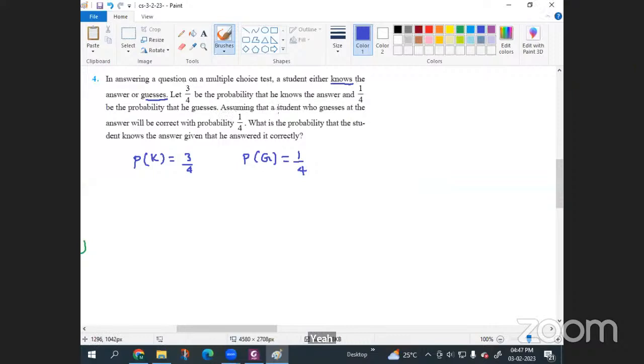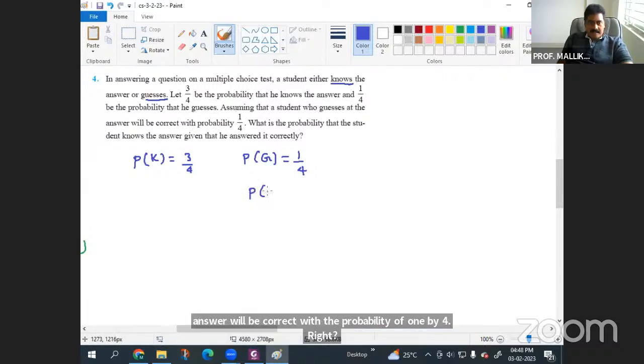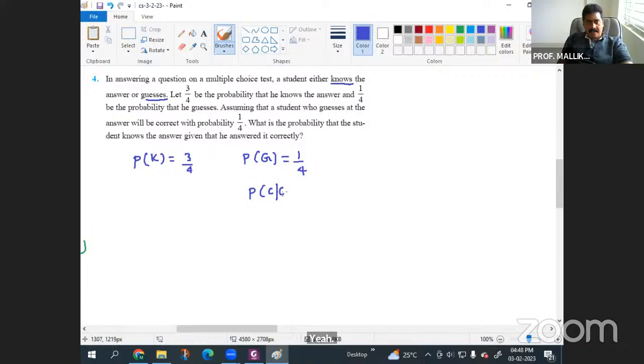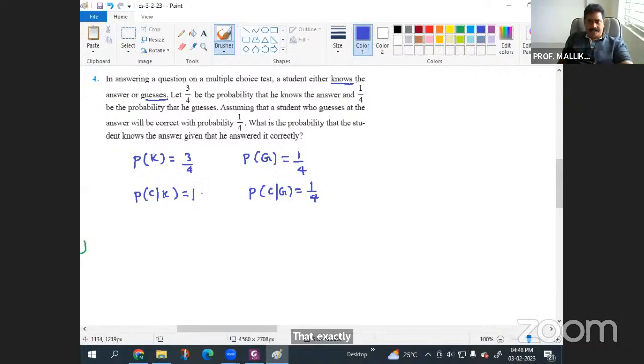Next: assuming that a student who guesses at the answer will be correct with probability 1 by 4. Who guesses the answer? Correct with 1 by 4. Correct means C, I will write. C given that he guesses is 1 by 4. What about correct given that he knows the answer? It is 1, because he knows the answer. Exactly, 100% sure.